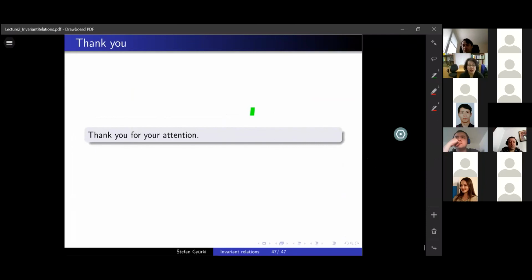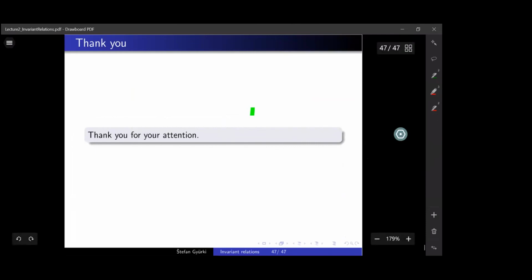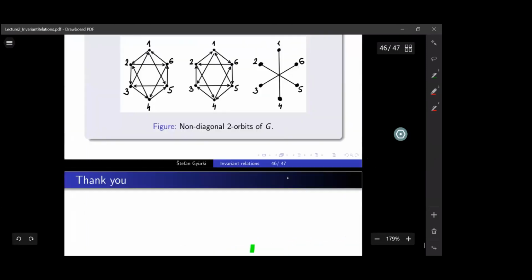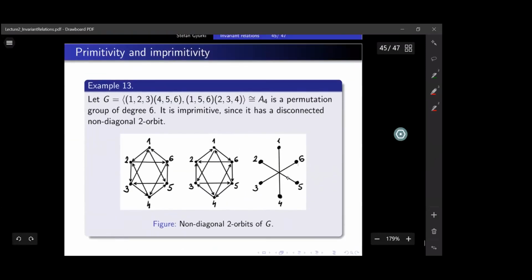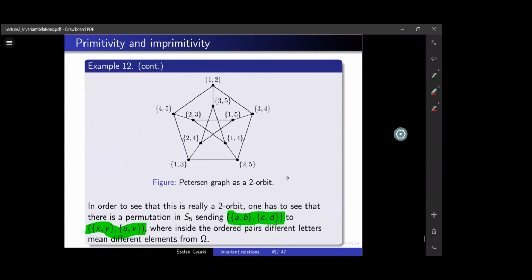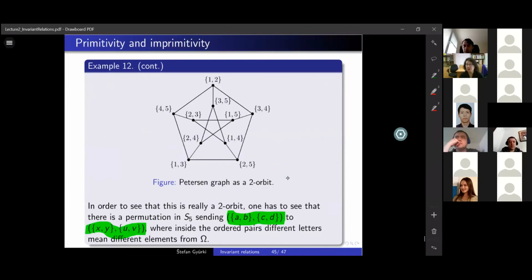Actually, I would like to mention that on one of the previous slides, when you consider the Petersen graph as a 2-orbit, is it the same as the Kneser graph, right? Yes, exactly the same. So it is another point of view. We can consider the Petersen graph as a Kneser graph, and it is the same as a 2-orbit graph. And it is the same as the Johnson graph.